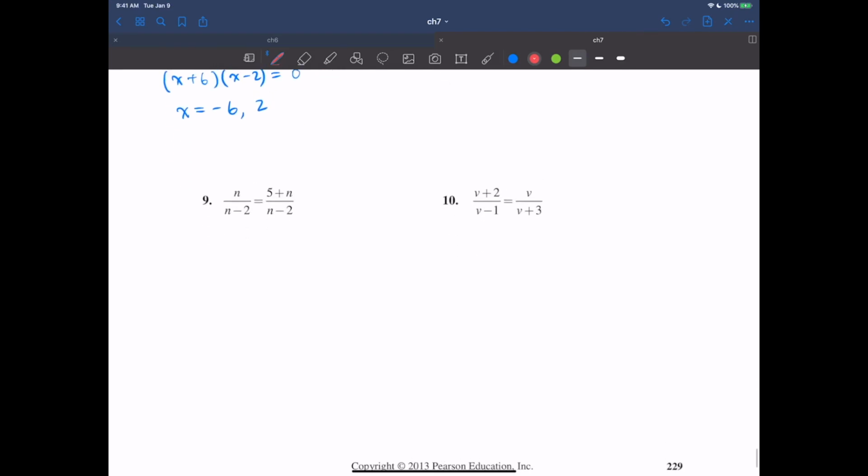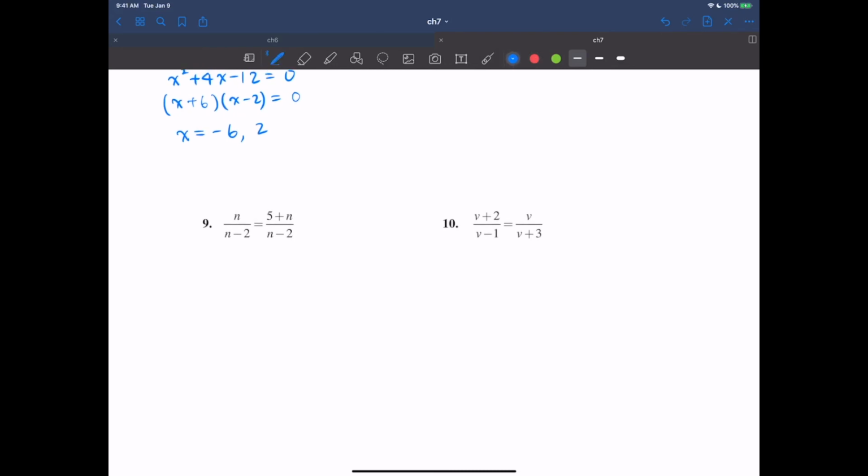Number 9, if you do cross multiplication, you can get your answer, but in this case, I'm not even going to bother doing cross multiplication. Why? Because they have the same denominator, x minus 2, x minus 2. If they are the same, that means their numerator must be the same. So n must be the same as 5 plus n. And we just need to solve this for n.